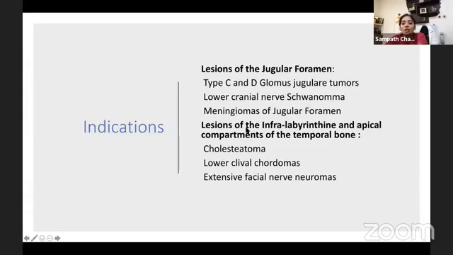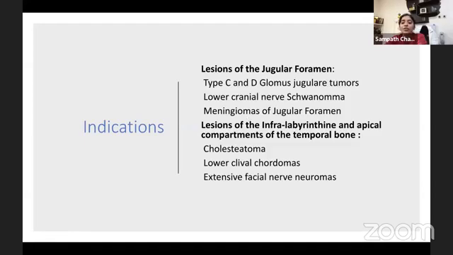So the indications are type C and type D glomus jugular tumors. Type C is the tumors involving the carotid canal, and D is the intracranial extension, which can be intradural or extradural. And lower cranial, so the jugular foramen is nothing but the venous as well as the neural region. So the nerve schwannomas can also be excised, and meningiomas of the jugular foramen.